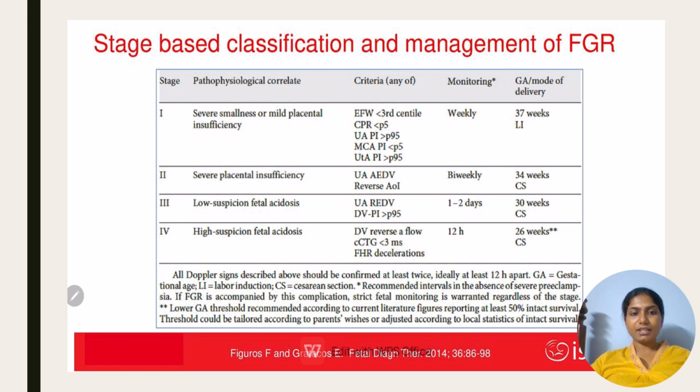Next is stage 3. It's a low suspicion of fetal acidosis, where the umbilical artery has reversed end diastolic flow. So we have to monitor every 1 or 2 days, and we have to deliver her by 30 weeks based on Ductus venosus PI. If the Ductus venosus PI is more than 95th percentile, you terminate her pregnancy at 30 weeks by cesarean section. If the Ductus venosus PI is okay, then we can give a course of antenatal corticosteroids and deliver her.